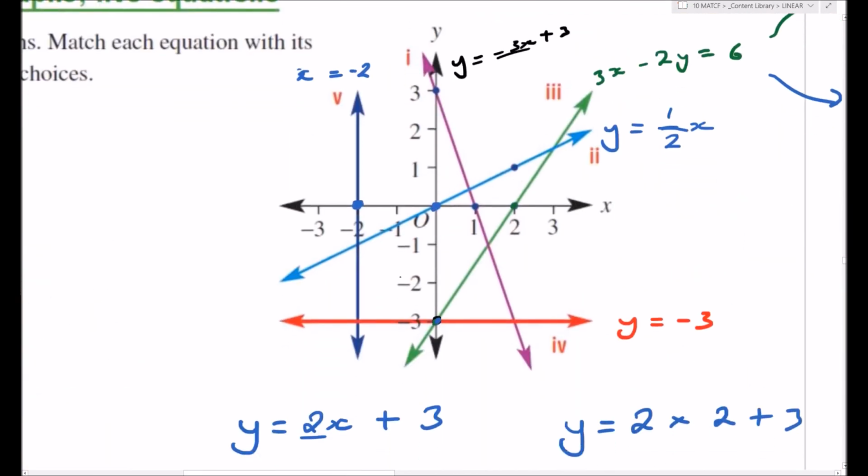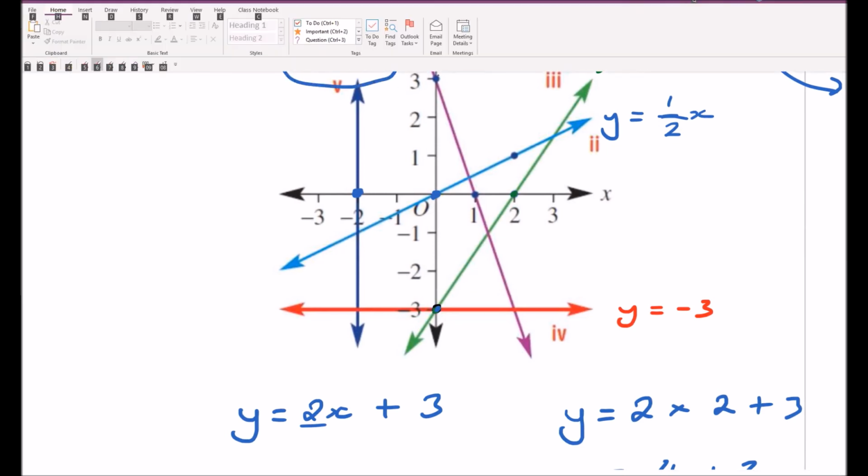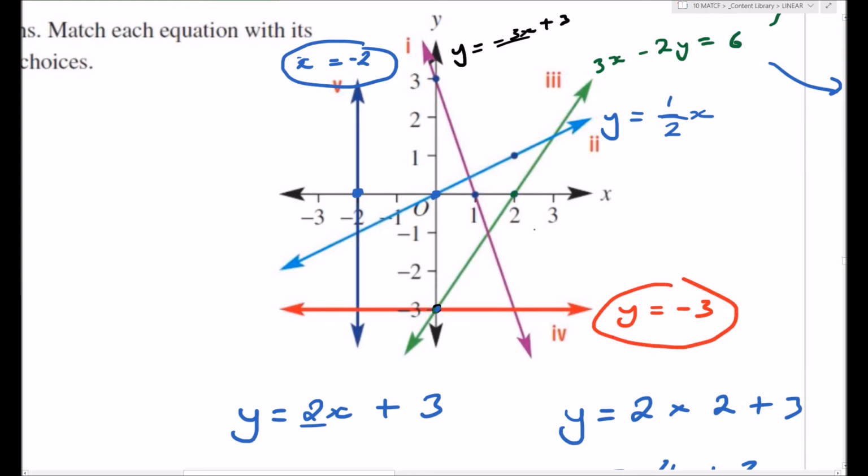So if you look at the red line, this blue line, and this light blue line, they are special. Because if you look at the formulas for them, x equals -2, y equals -3, and the last one up here, y equals -1/2x. You can see that they're all just numbers with no constants, because they actually only have one intercept only. They only intercept the axis once.